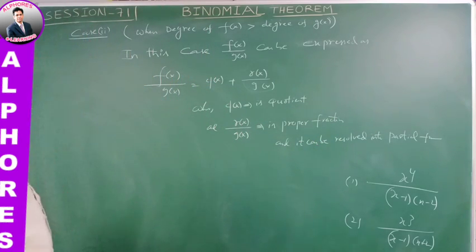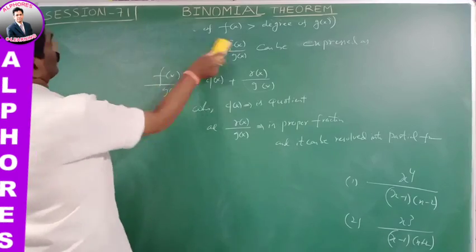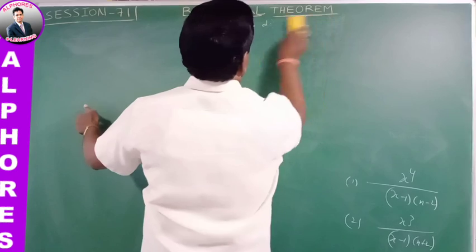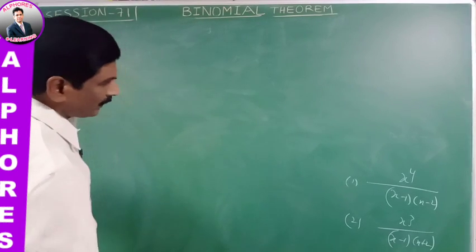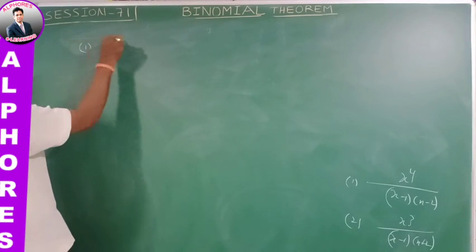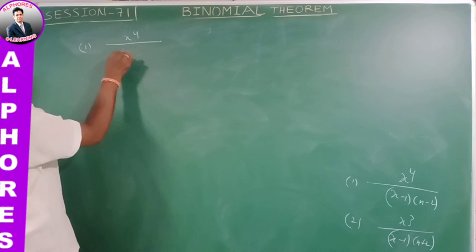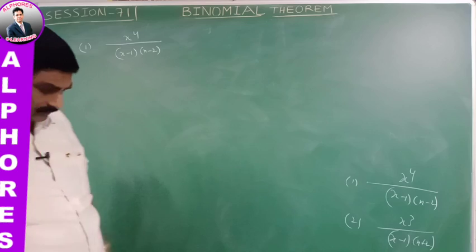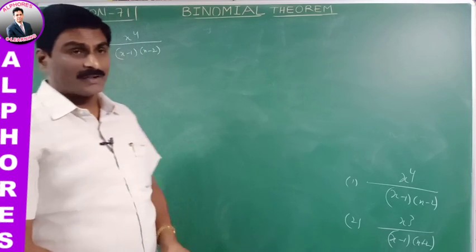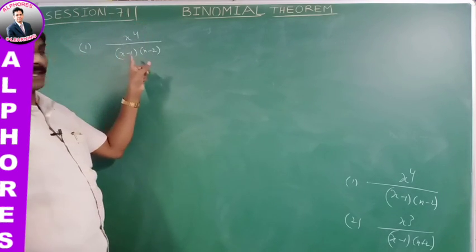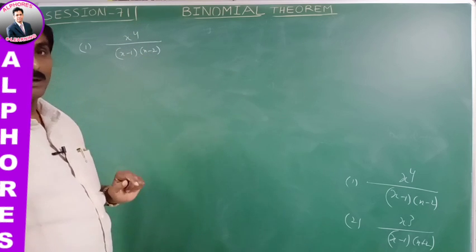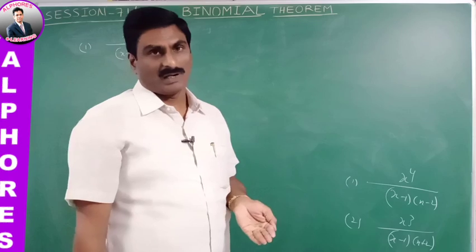Please write one example. Resolve x power 4 by (x minus 1)(x minus 2) into partial fractions. Please observe this: here the numerator degree is 4 and the denominator degree is 2. The numerator degree is greater than the denominator degree, so it is an improper fraction of case 2.